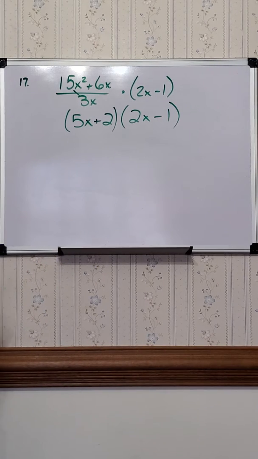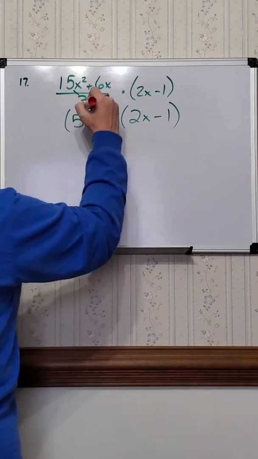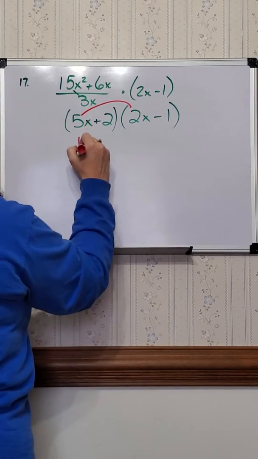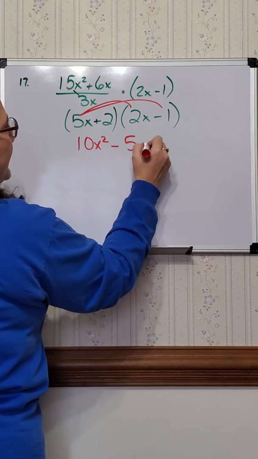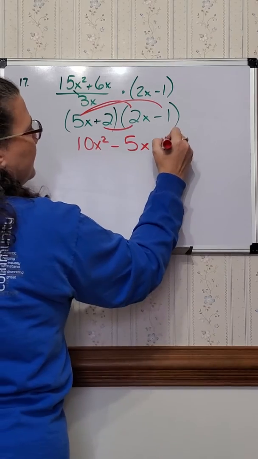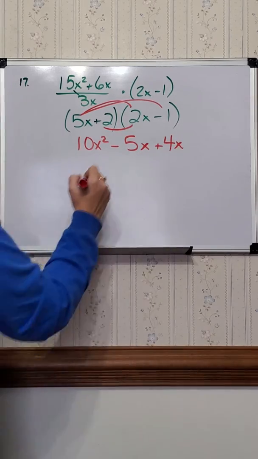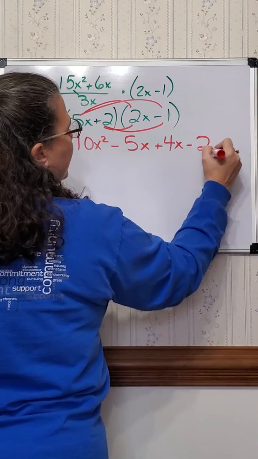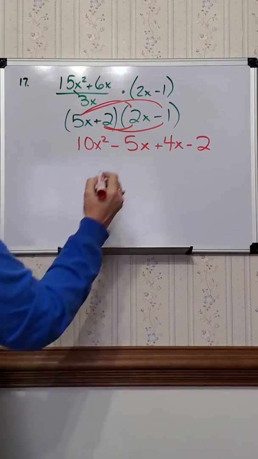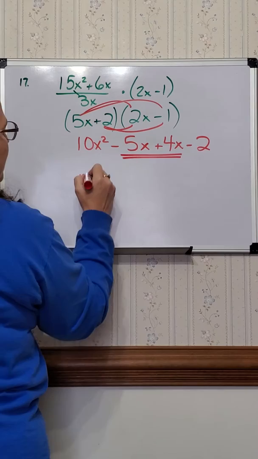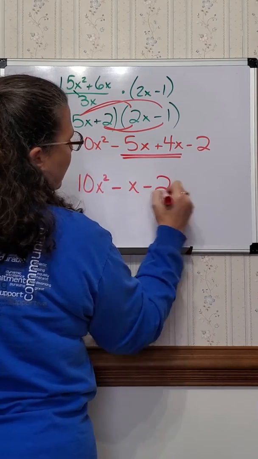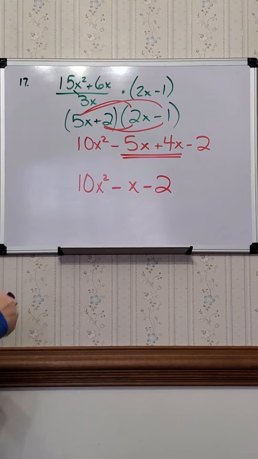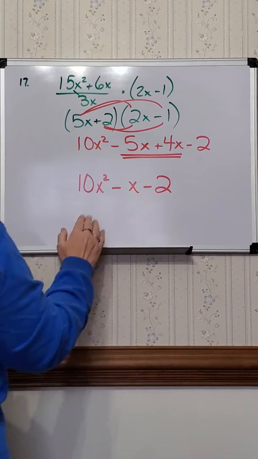Now we're back to our FOIL method that we've learned earlier. So let's do our FOIL, do our first. That's going to give us 10x squared. Do our outside, which is negative 5x. Do our inside, which is plus 4x. And then our last, which is going to be negative 2. We have to combine our like terms right here. So we're going to end up with 10x squared minus x minus 2. So we just got to put it all together. Everything that we've learned is going to all come together.